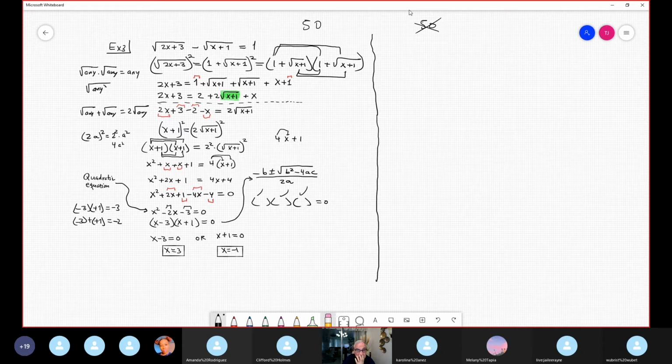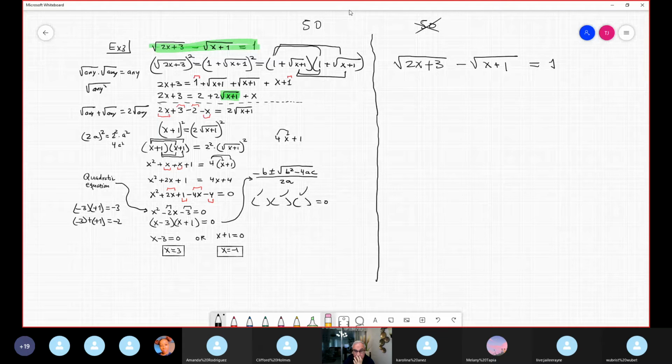Okay, so now you always use the original equation. Always the original equation. I copy it two times, because we have two potential solutions to check. And use substitution for 3. For 3.